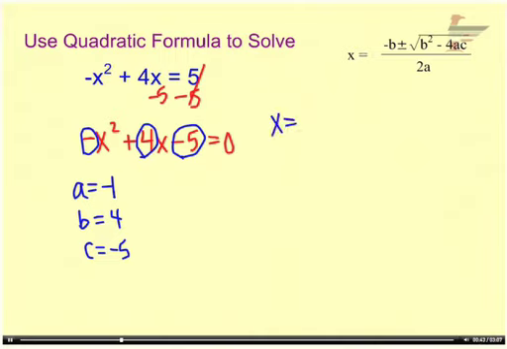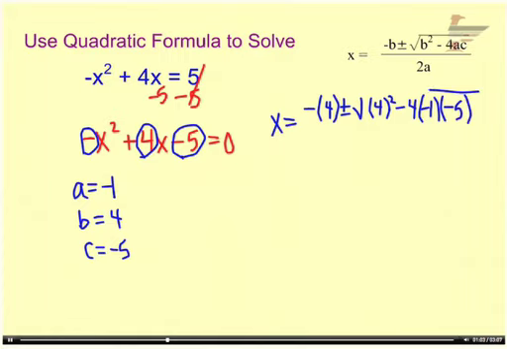our solutions for x. So x equals negative b, so it's a negative, and then our b value is a 4, plus or minus the square root of b squared, so 4 squared minus 4 times a, which is negative 1, times c, which is negative 5. And then this whole thing is divided by 2 times our a, which is a negative 1.